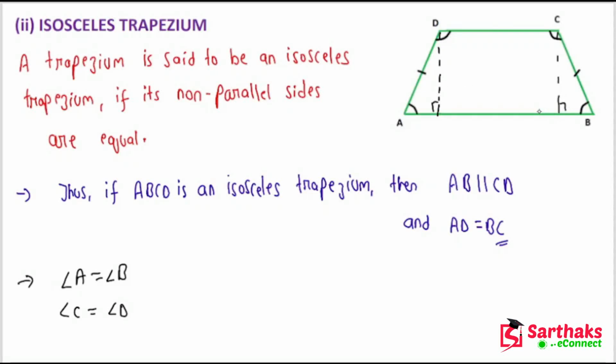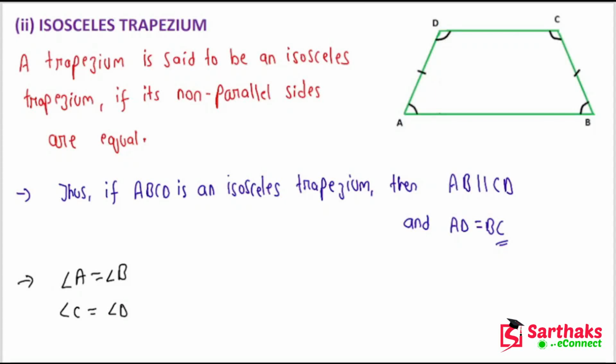Now what does congruent triangle mean? Congruent triangle means that the two triangles are equal, all the three sides are equal and all the three angles are equal. Then also you can prove that angle A equals angle B, right? So in this way you can prove that these angles are equal. So in an isosceles trapezium, we have one pair of opposite sides parallel and the non-parallel sides equal, right? So this was all about isosceles trapezium.